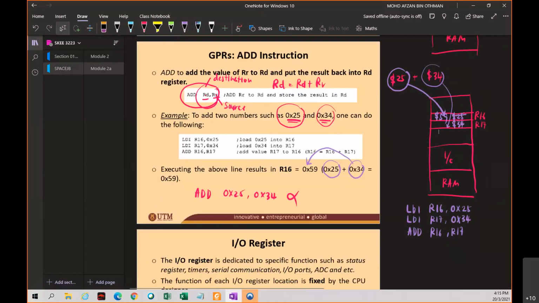Doktor, nak macam R16, R17 tu kita yang letak nama ke atau macam mana? Kita yang decide sendiri register mana yang kita nak pakai. Okay, tapi kamu boleh pakai daripada ni lah. Make sure kamu pakai daripada R16 sampai R31. Sebabnya kenapa? Sebab kamu kena load dulu value ni ke dalam register kamu. Dalam example ni saya pakai R16, R17. Kamu boleh pakai R20, R21 ke, R21, R25, tak kisah. Any register.